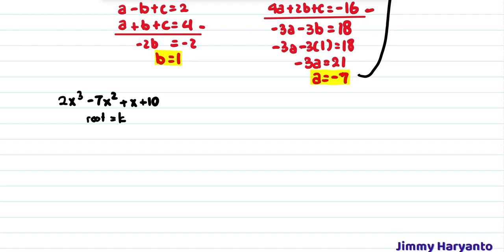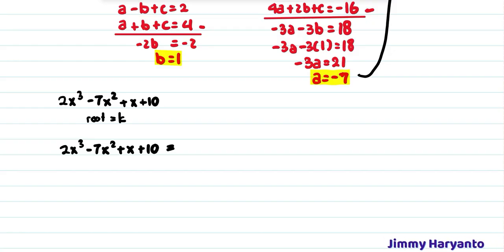So our polynomial is 2x to the power of 3 minus 7x squared plus x plus 10. The question says that one of the roots is k. That means x equals k. When we input it into the polynomial, 2 times k to the power of 3 minus 7 times k squared. I don't think we can use this one, guys. Okay, so I will rewrite it like this instead, plus x plus 10.